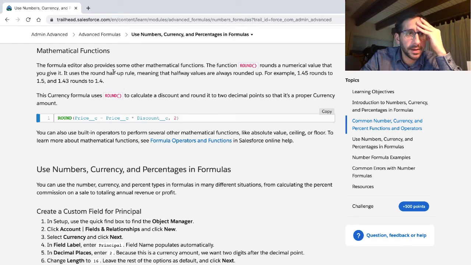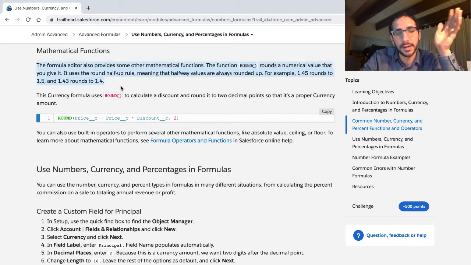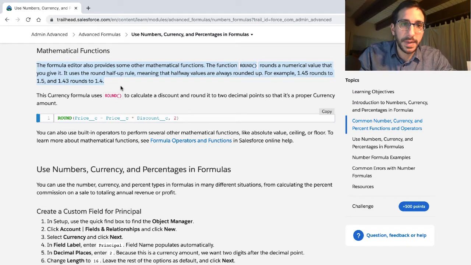The formula editor also provides some other mathematical functions. The function round rounds the numerical value that you give it. It uses the round half up rule, meaning that halfway values are always rounded up. For example, 1.45 rounds to 1.5 and 1.43 rounds to 1.4.